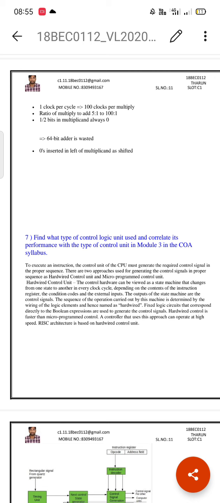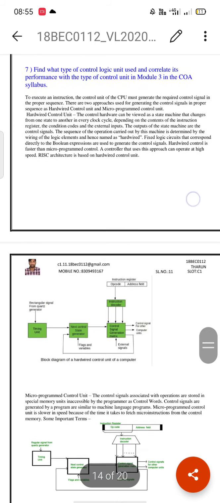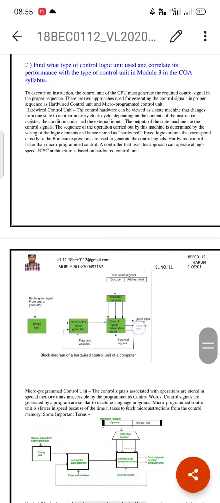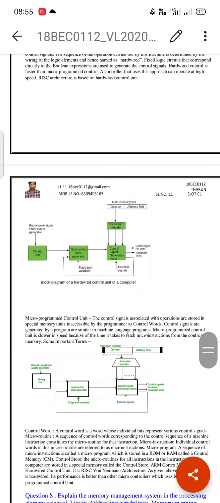And hardware control is faster than the microprogrammed control. A controller that uses this approach can operate at high speed. RISC architecture is based on a hardwired control unit. And this is the block diagram of the hardware control unit of a computer.